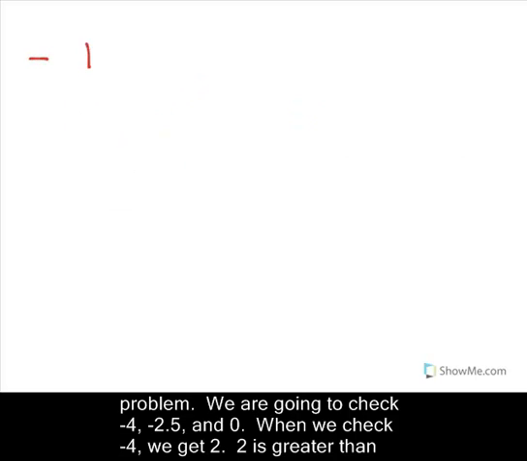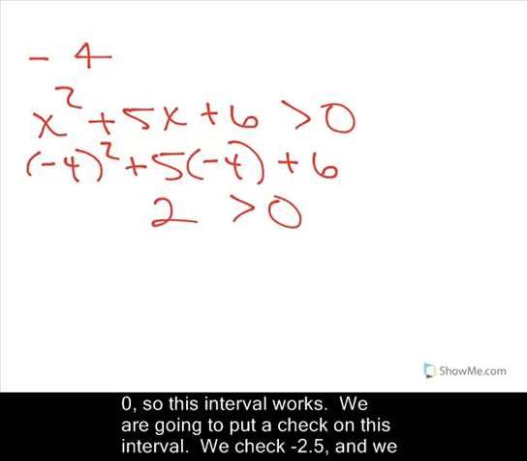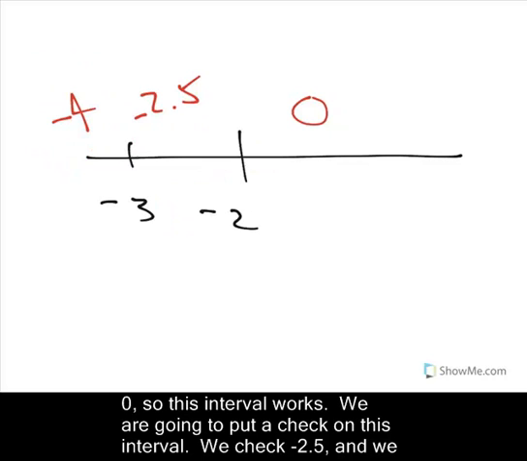So if we do -4 in our original problem, which is x squared plus 5x plus 6, what we're trying to show is that it's greater than 0. If it's greater than 0, it works. If it's not greater than 0, it does not work. So if I plug -4 everywhere there's an x, I get a 2. And 2 is greater than 0, so that interval actually works. So let's go back to our number line. Our -4 works, so I'm going to put a big check mark there.